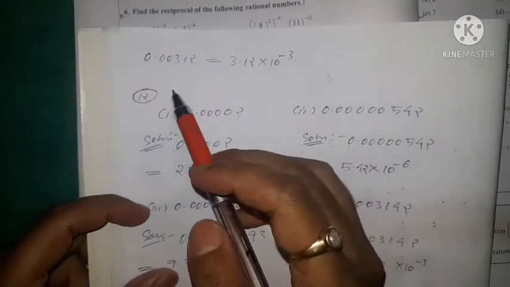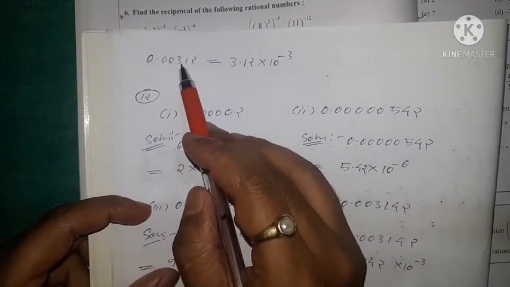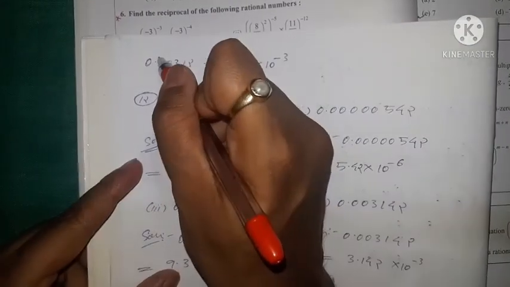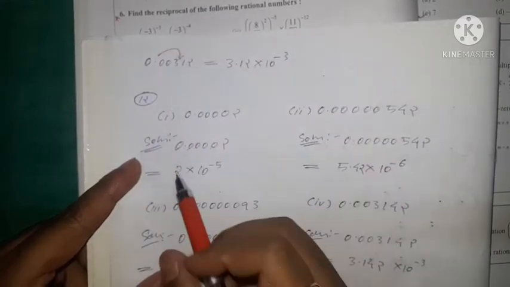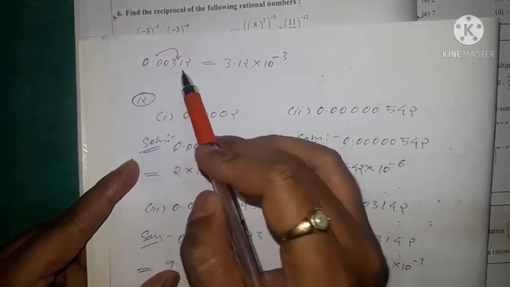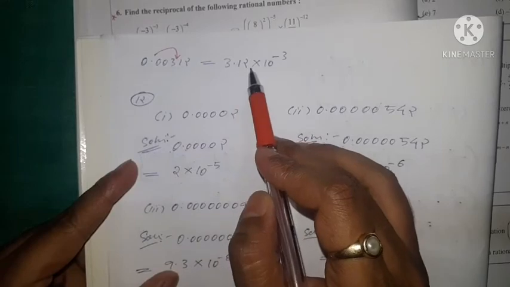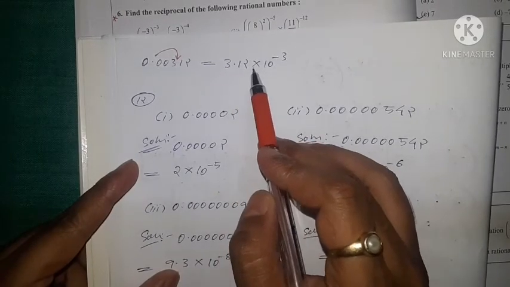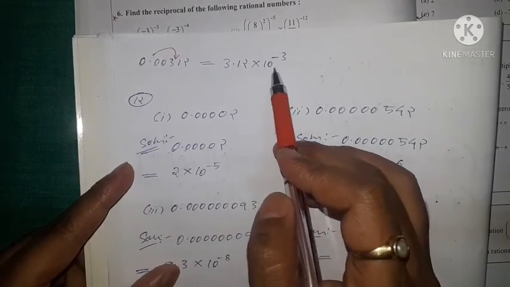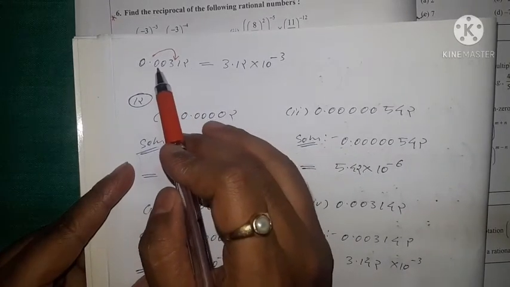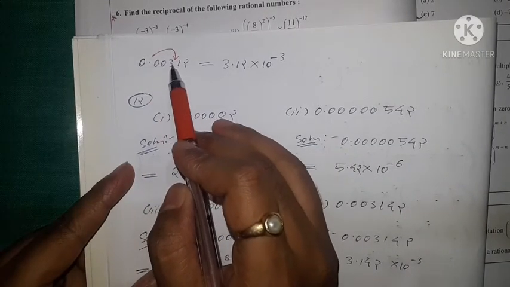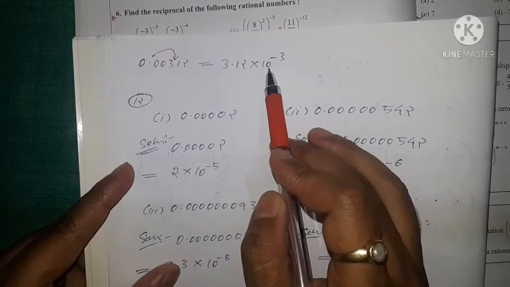So again let's take another example. It is given 0.00312. So this decimal point we have to shift here. So when we shift this decimal point here, it becomes 3.12 and 10 to the power minus 3. Why 10 to the power minus 3? Because we have shifted 3 places, 1 2 3, so therefore 10 to the power minus 3.